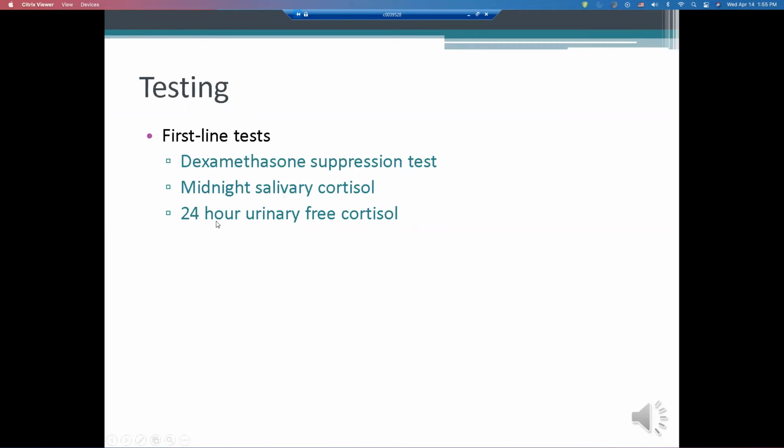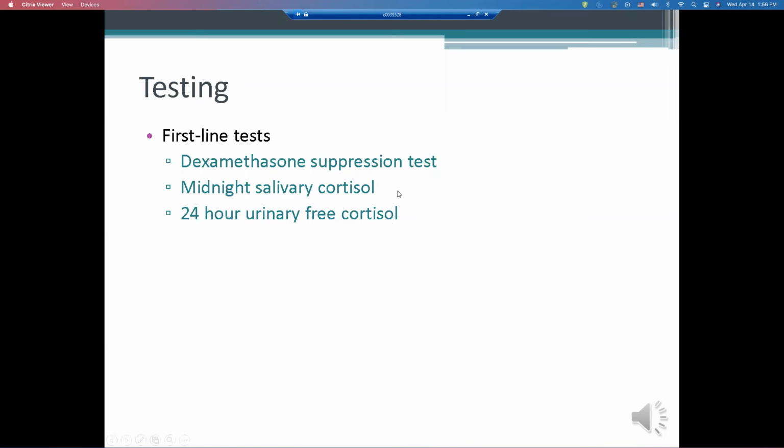So here you collect urine for 24 hours and measure cortisol. If it's above the normal, that's a positive screening test. Here, if you have elevated midnight salivary cortisol, you give a tube to the patient and they collect saliva at midnight. Usually, because cortisol is a circadian hormone, it should be the lowest at night and the highest in the morning. So if you have elevated midnight salivary cortisol, this is a positive screening test.